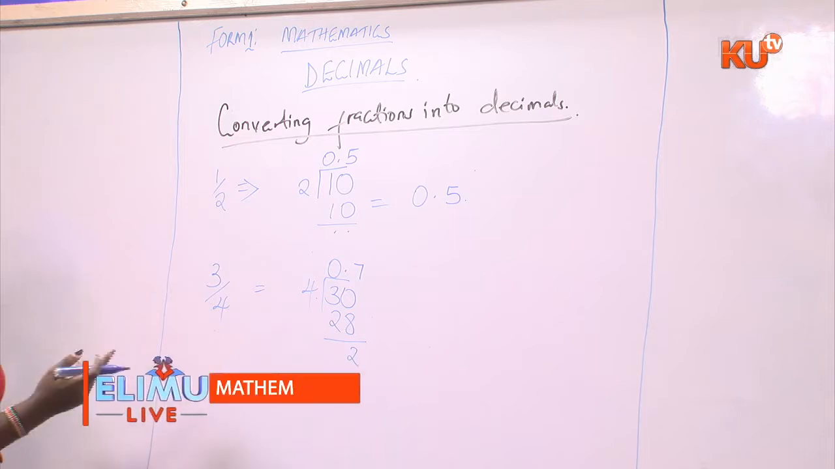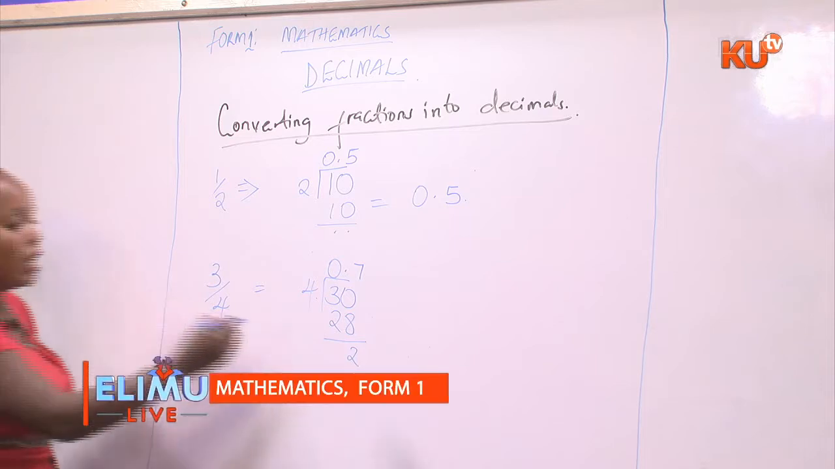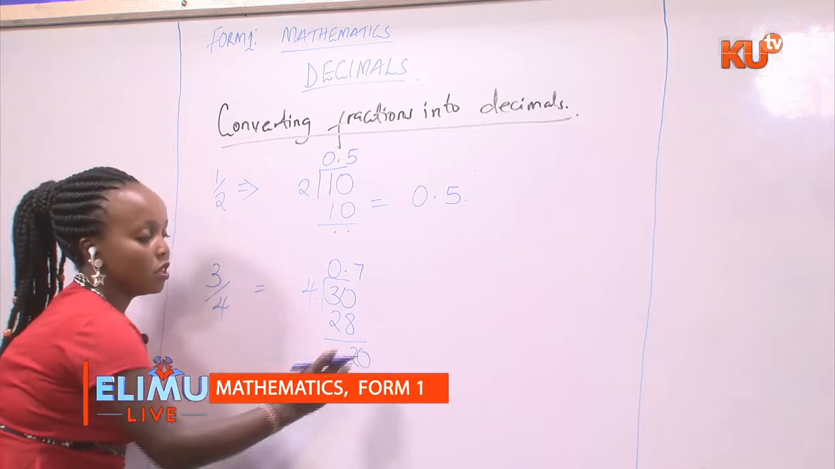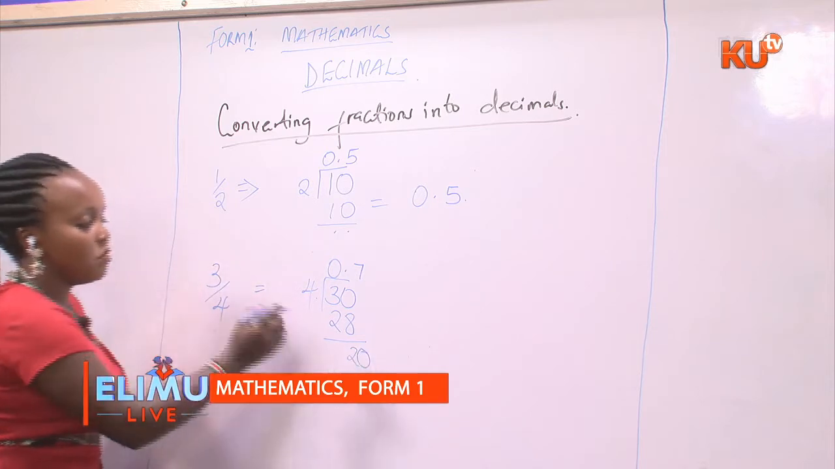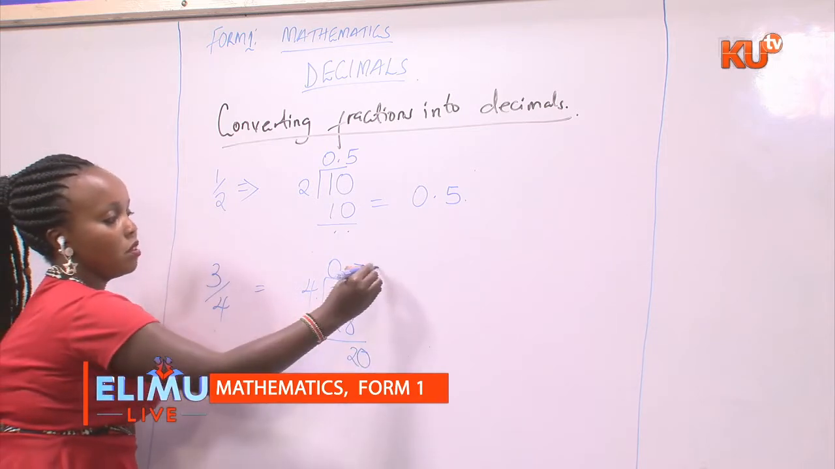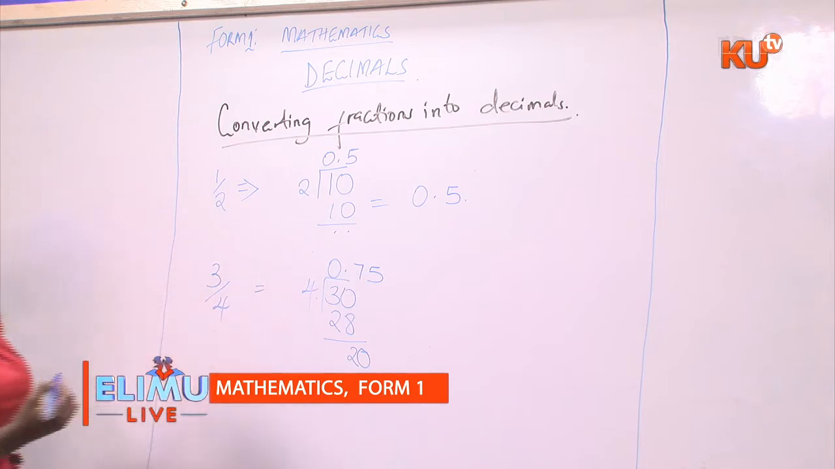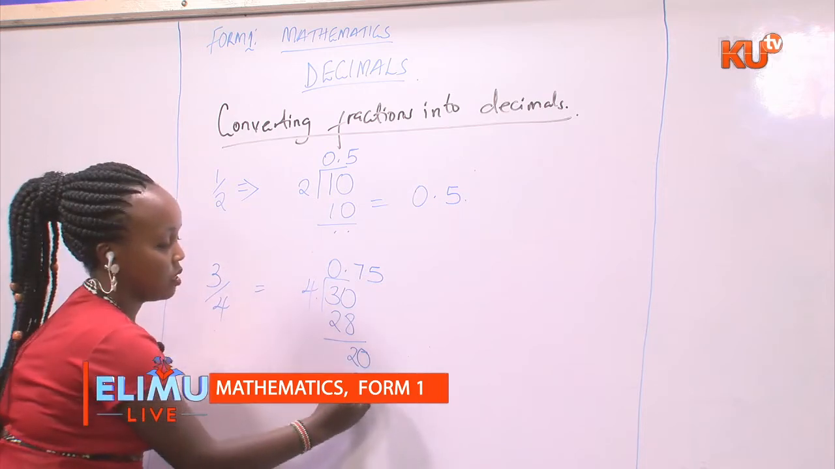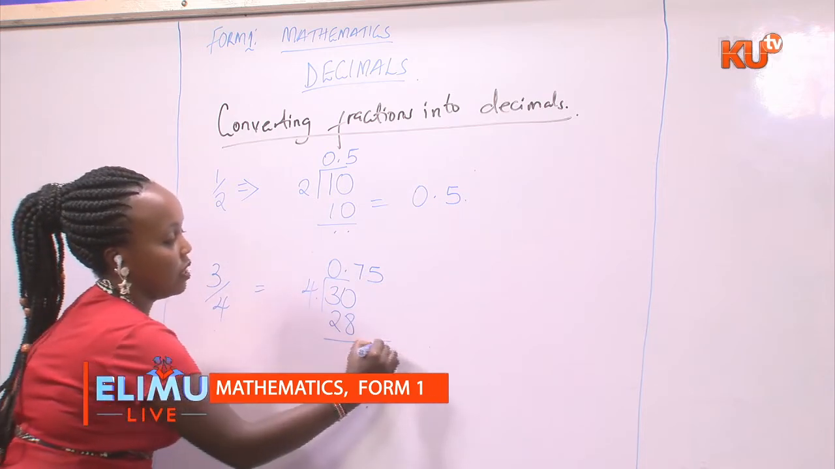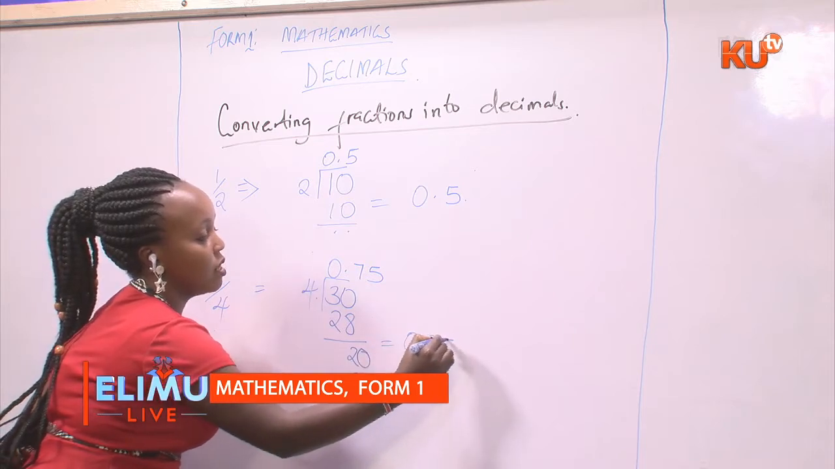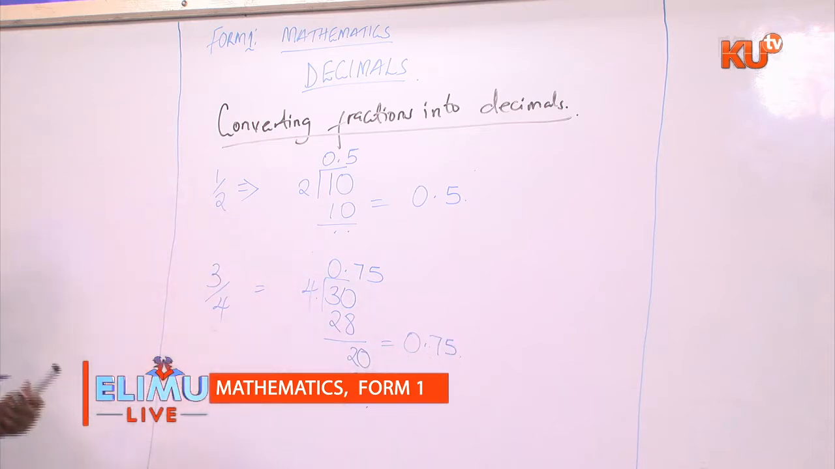Then since 2 cannot be divided by 4, we can still add another 0 to become 20. 20 divided by 4, this will be 5. So 5 times 4, this is 20. And our answer here becomes 0.75. So that is how we convert fractions into decimals.